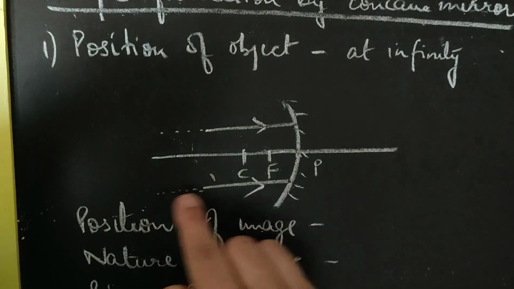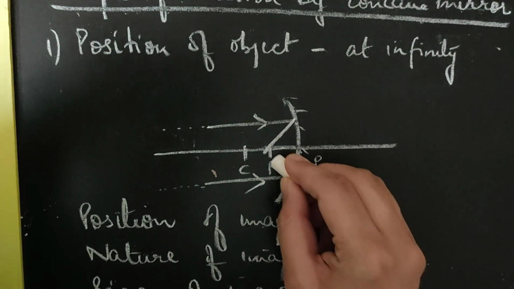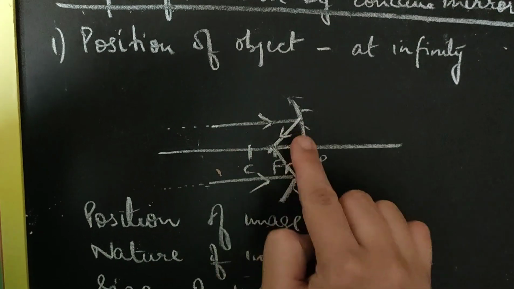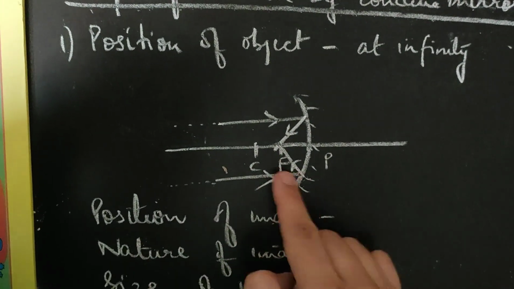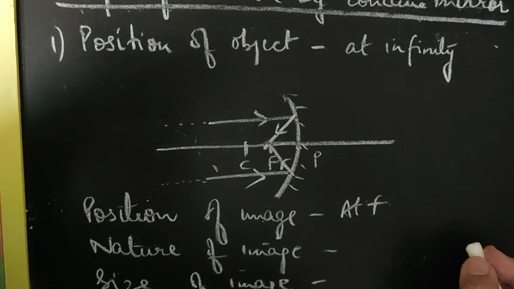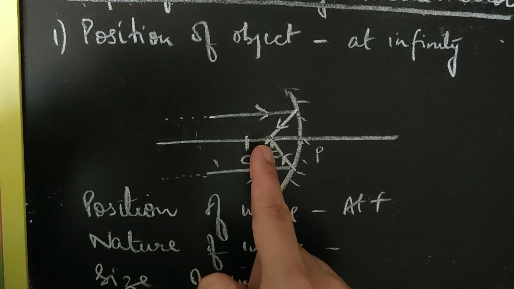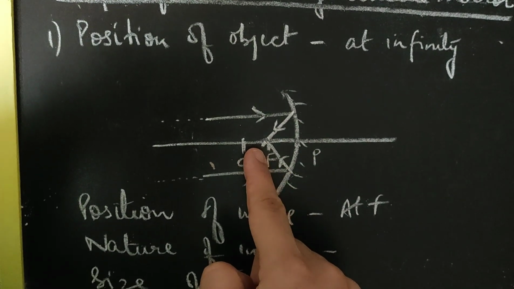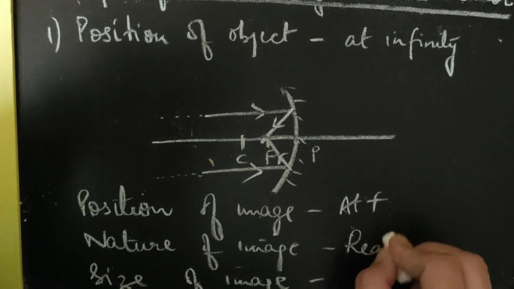So these parallel light rays after striking the mirror, they will meet at the focus. This is the reason why we call it a converging mirror also. So parallel light rays will meet at focus. So the position of the image is clearly at F, at focus. Now because actually light rays are intersecting, this is how we have defined real images. When actual intersection of light rays take place, we get an image which is real.